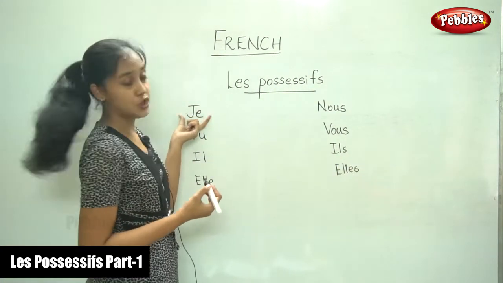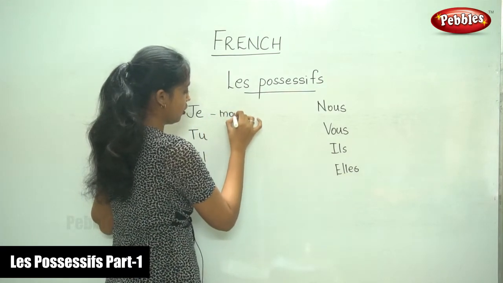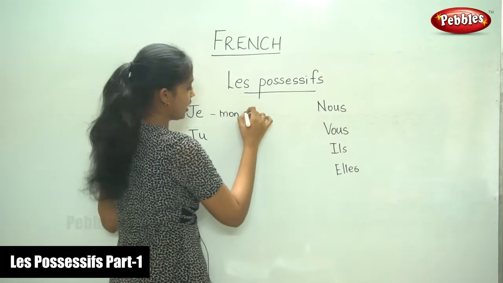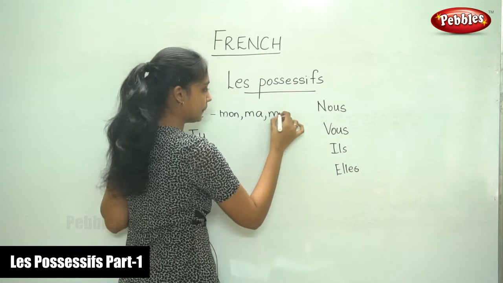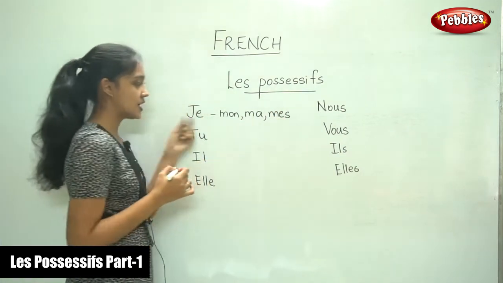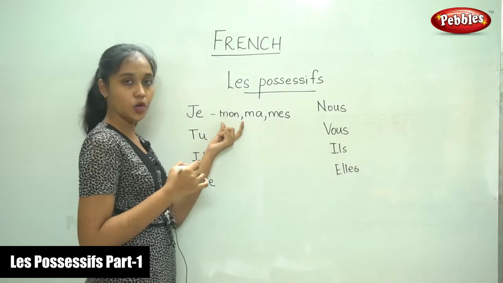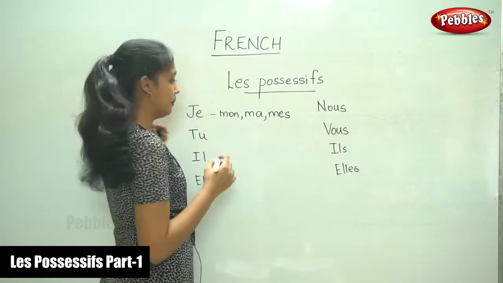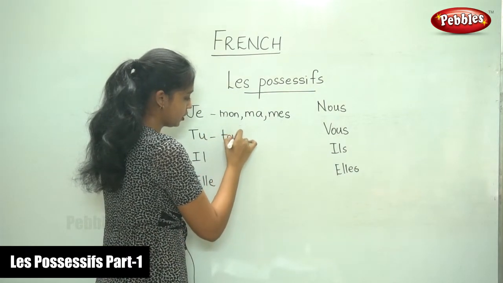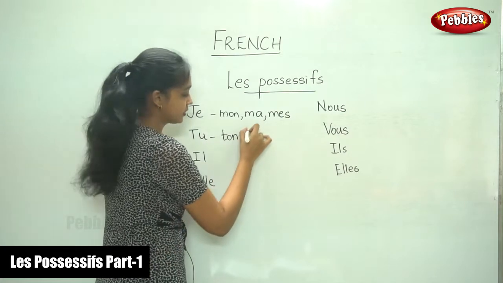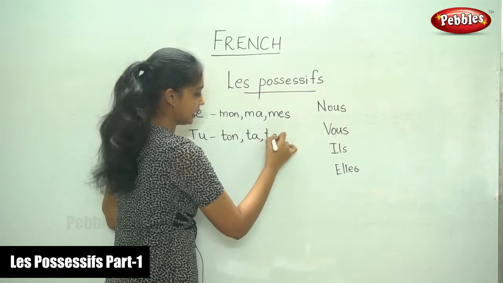So for je, the possessive adjectives are mon, ma and me. So these are the three possessive adjectives for je: mon, ma and me. Similarly for tu, ton, ta and te.